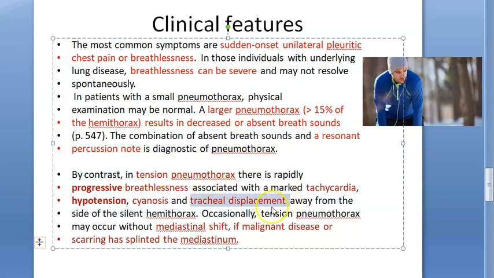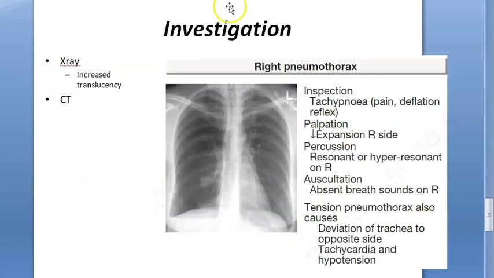There can be tracheal displacement, but if there is a malignant disease or scarring, then the mediastinal shift will not occur. Okay. Then other things that you can see in clinical features: on inspection, you will see tachypnea, pain, and deflation reflex. On palpation, you will see that there is less expansion on the right side.